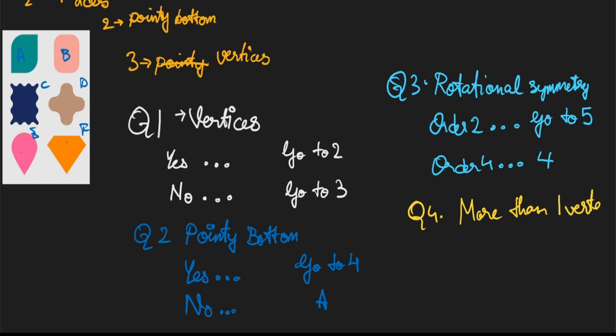One vertex, not vertex, vertex. So if it's yes, we have shape F, and if it is no, we have shape E.